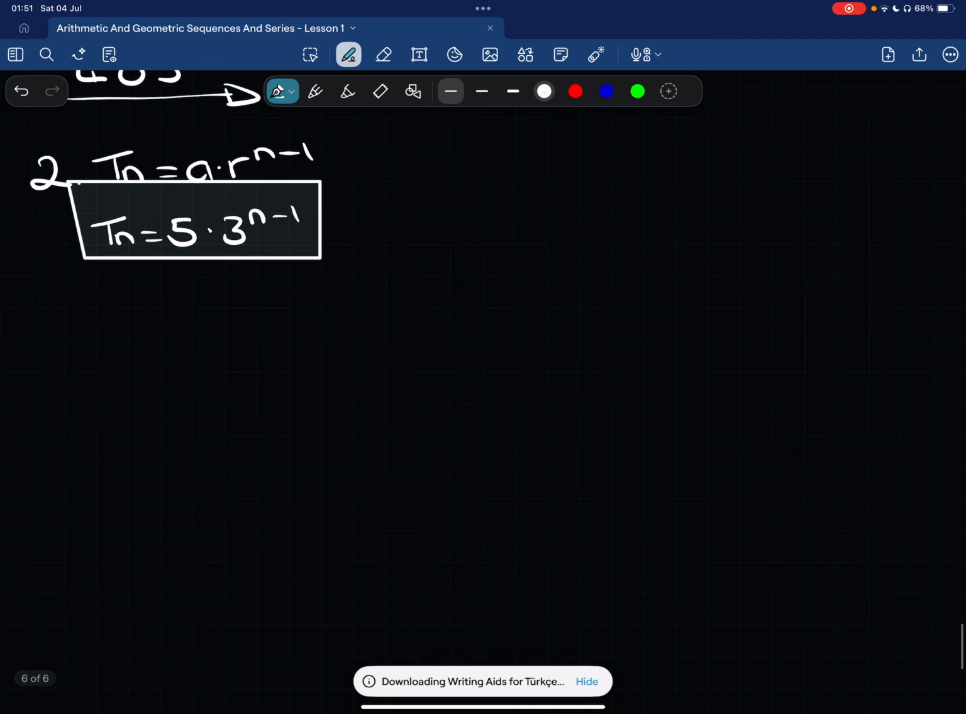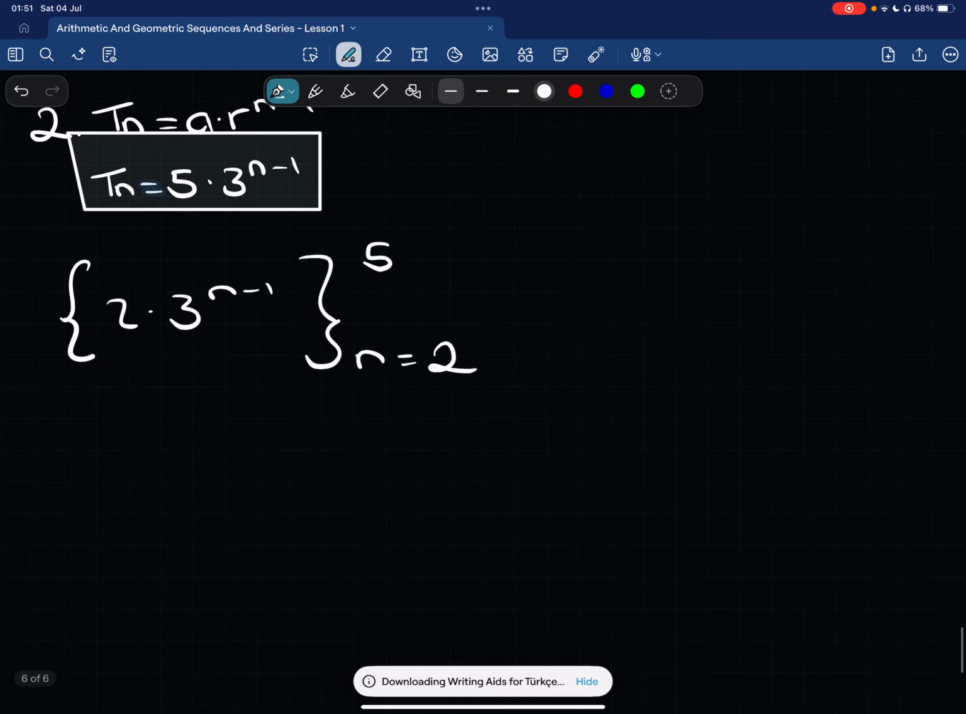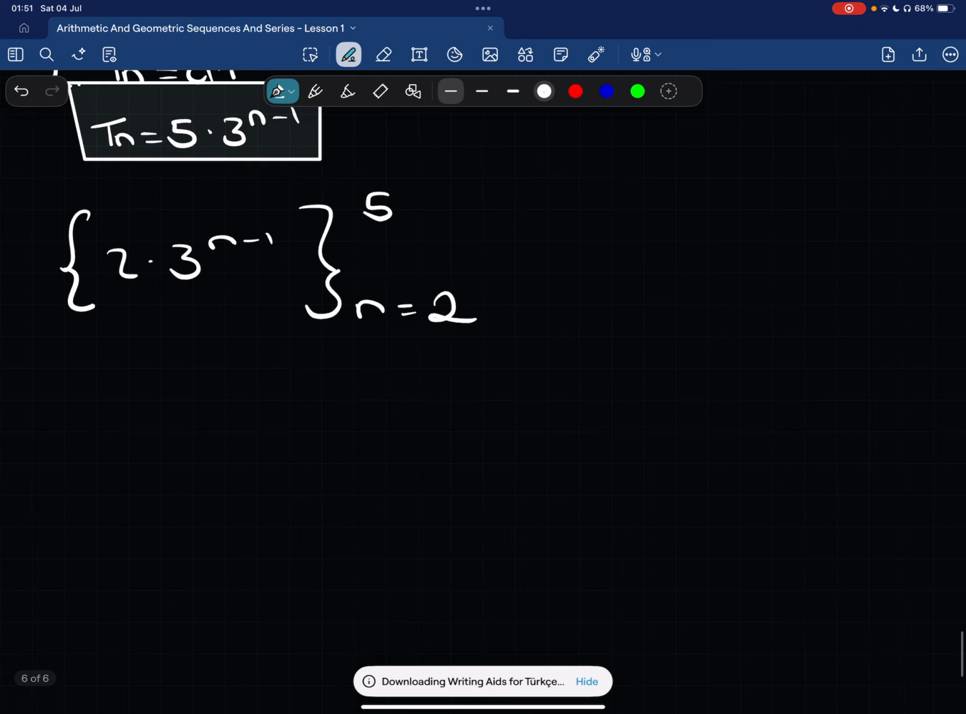Now let's move on. We are given this formula, 2 times 3 to the power of n minus 1, from n equals 2 to 5. Now this is quite simple. We know that this is a geometric sequence because it's literally in the formula, it's the shape of a geometric sequence, which is usually our Tn equals A R to the power of n minus 1. So now we just have to evaluate at all of these terms.